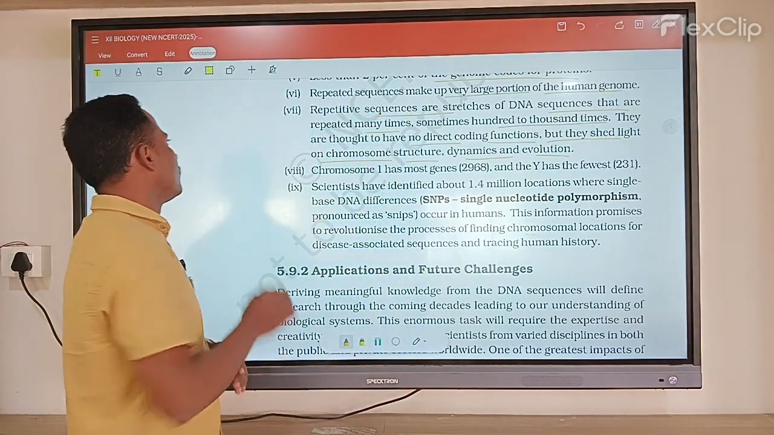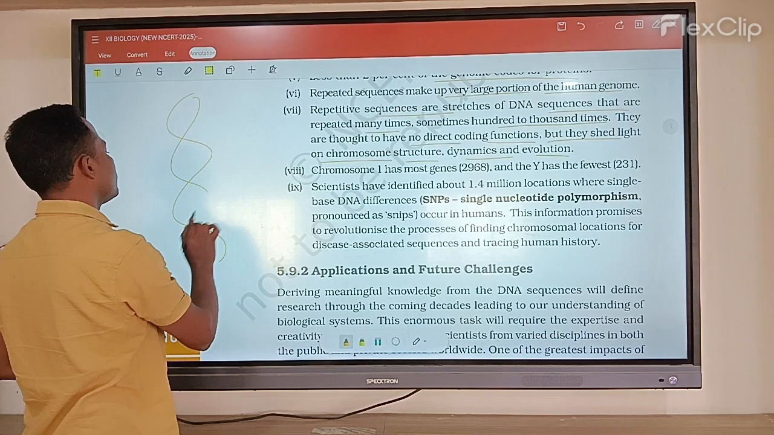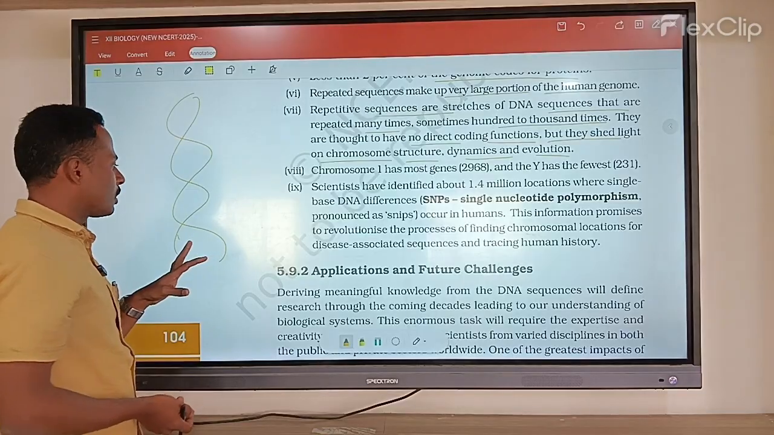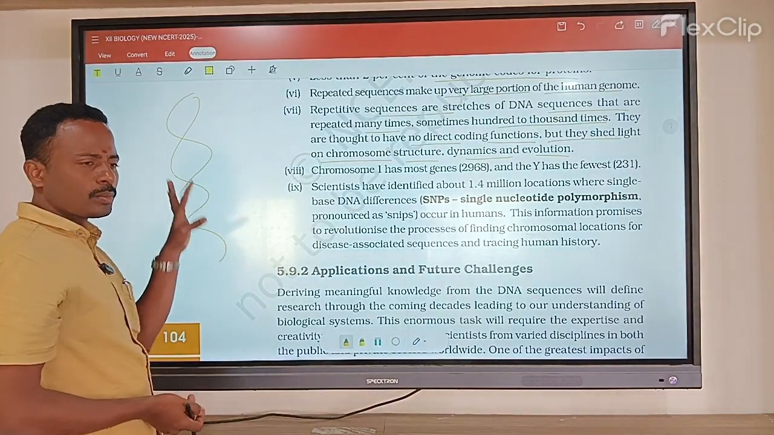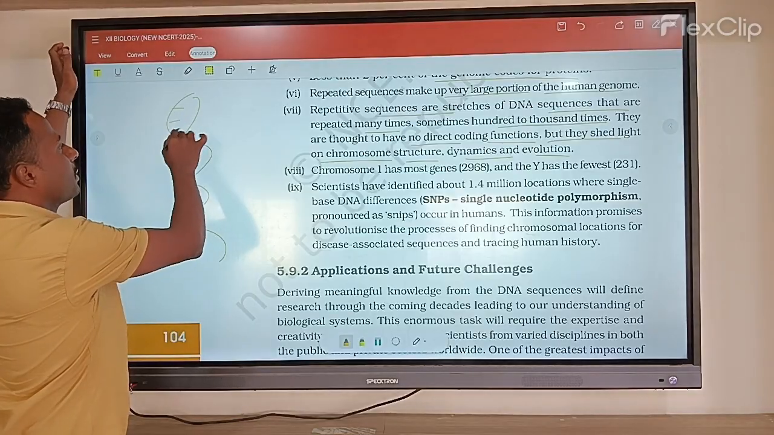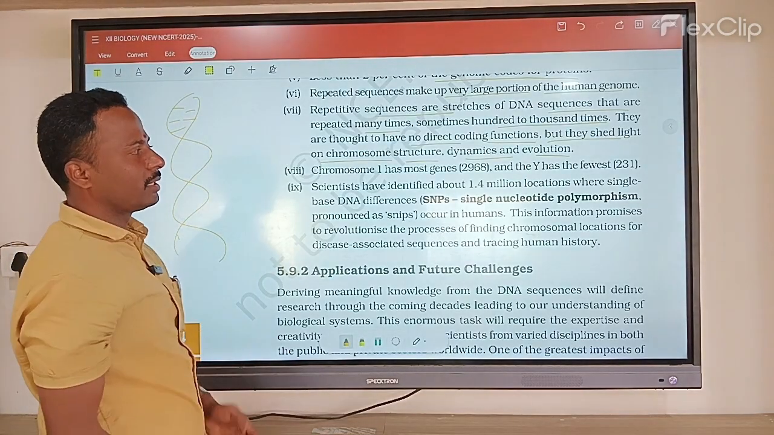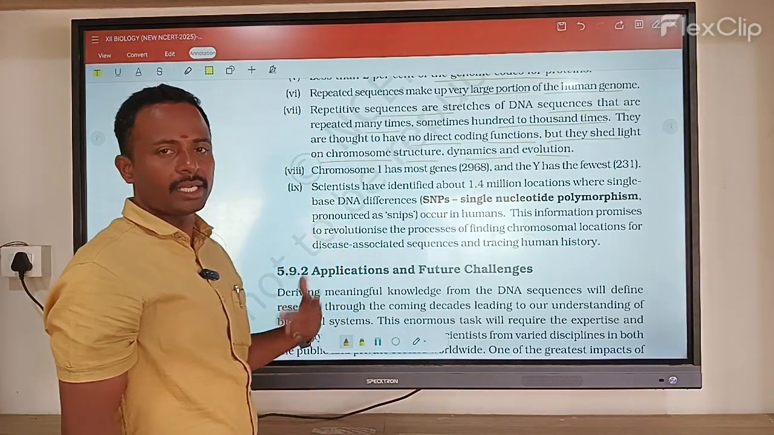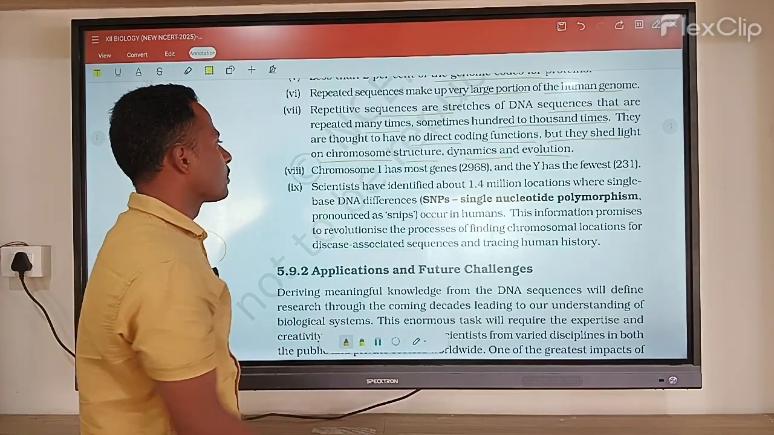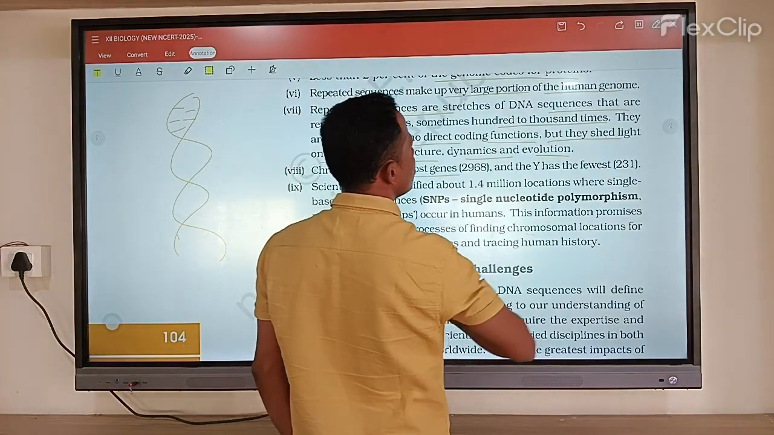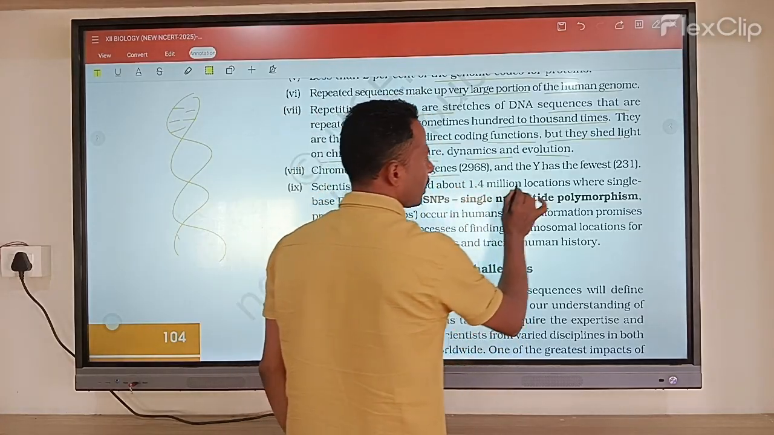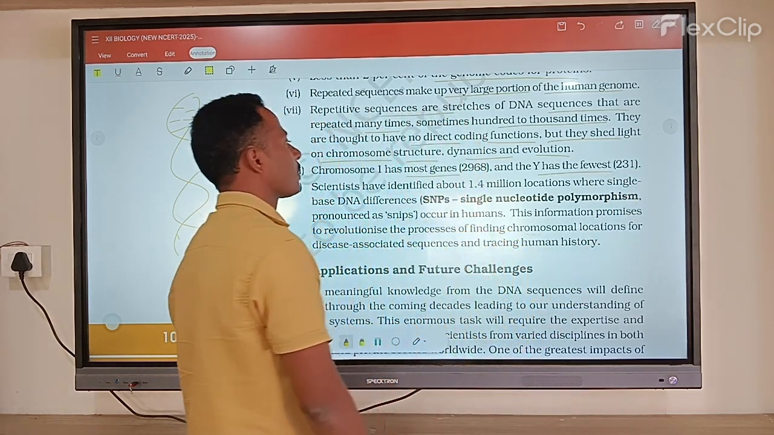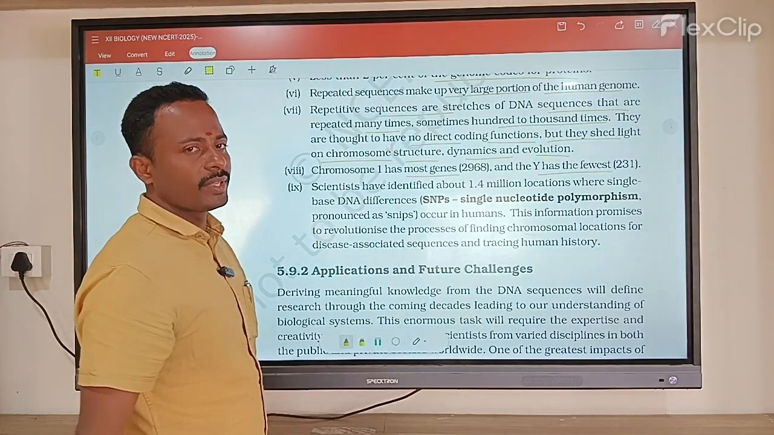So mostly, when you take a particular DNA, the number of times it gets repeated changes the chromosome structure automatically. The base pairs get replaced, because the structure, dynamics and evolution change depending upon the sequence. Chromosome 1 has the most genes, around 2968, and the Y chromosome has the fewest, only 231.